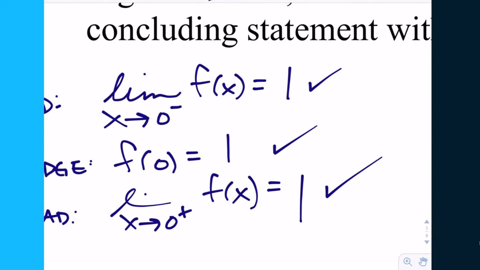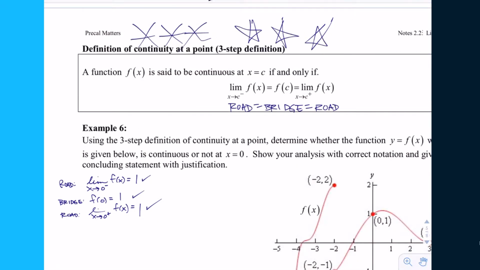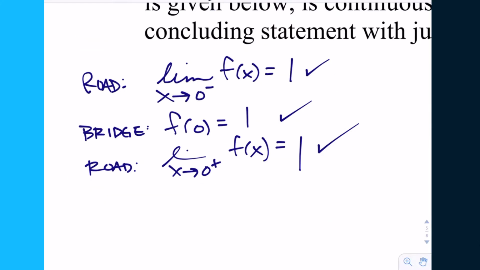Okay? Now all we have to do is use the three-step definition to determine if it is continuous or not, and then explain why based upon the definition. It's only continuous if all three of them equal each other. Do all three of them equal each other? Yes. So is it continuous at x equals 0? Yes. Now you want to get in the habit of writing a complete sentence.